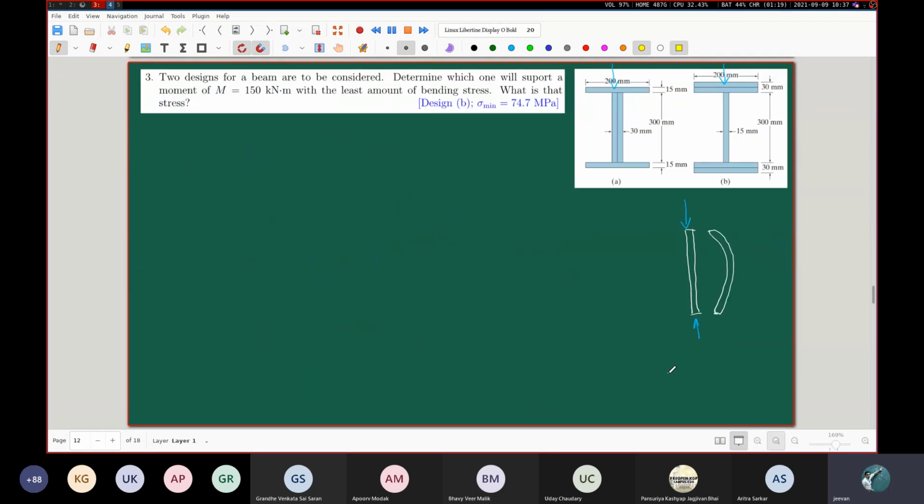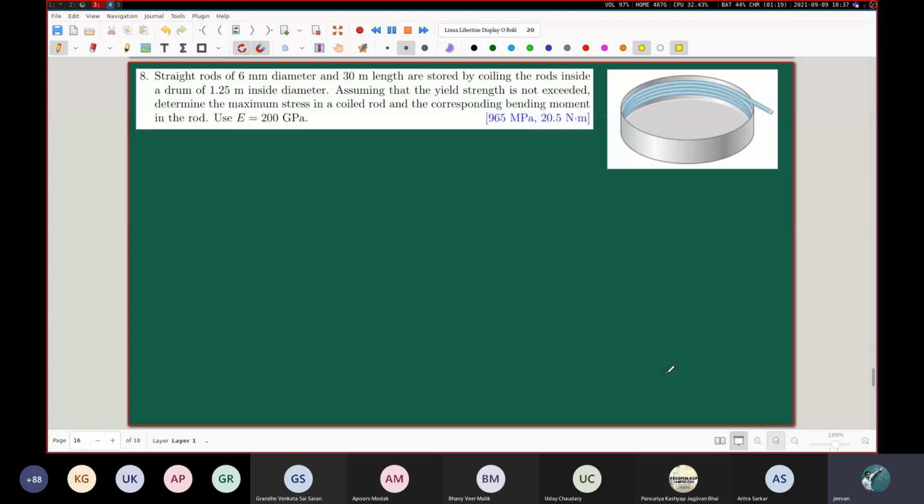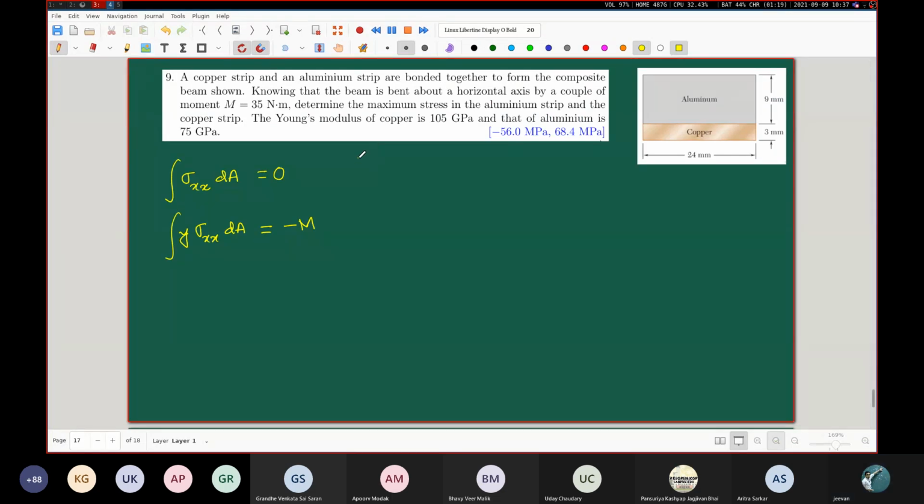Okay, so let me come back to this thing. So it is an extremely important realization that epsilon xx is equal to minus y by rho. This is still valid for composite beams.